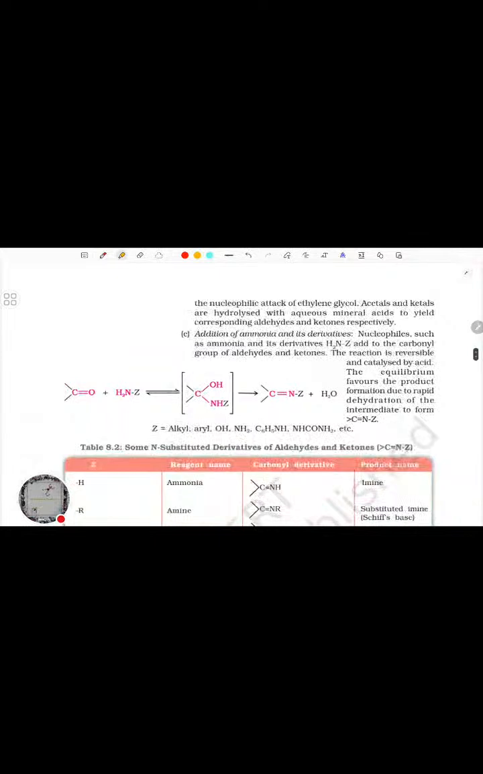So first and foremost, the reason is that it protonates the oxygen of the carbonyl compound and therefore increases the electrophilicity of the carbonyl carbon. Let's just mark it out. Protonates the oxygen of the carbonyl compounds and therefore increases the electrophilicity of the carbonyl carbon. Fine. The nucleophilic attack of the ethylene glycol will also be facilitated, and then acetals and ketals are hydrolyzed with aqueous acid to yield the corresponding aldehydes and ketones respectively.